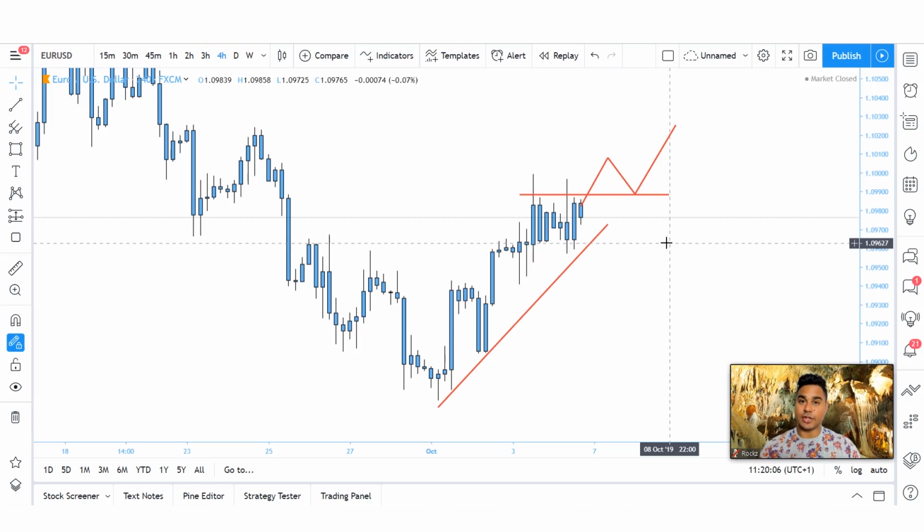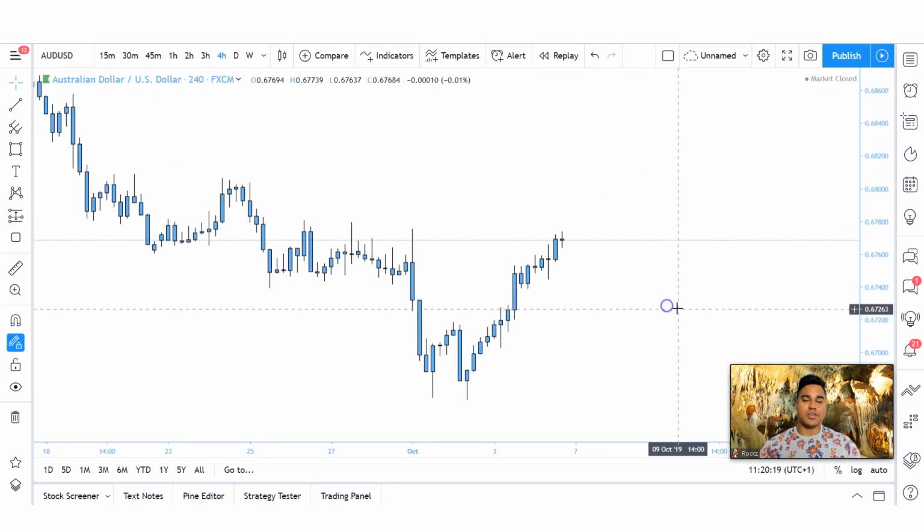Wait for price to come back for a double top, making new lower lows, lower highs, and then I'll look to enter the market. For now, I'm looking for buys on Euro USD. The next pair we'll take a look at is Aussie Dollar USD.